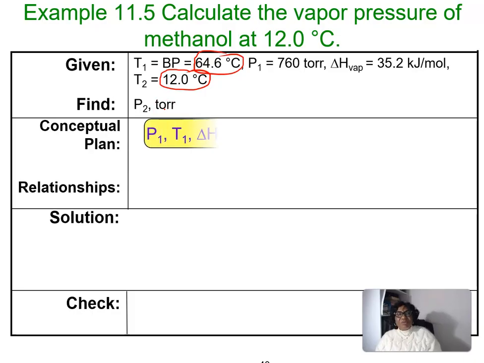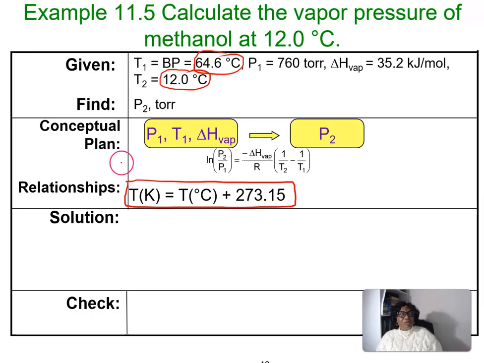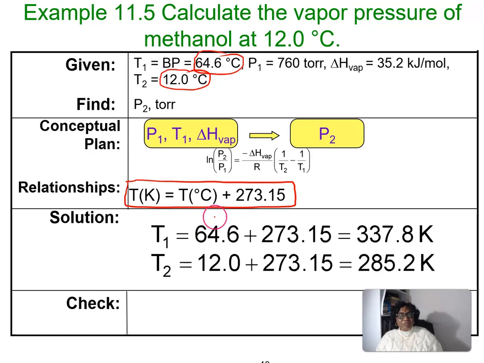So that's what we are going to do. We're going to convert the temperatures to Kelvin, and this is your equation to convert degrees Celsius to Kelvin. Don't forget. So that's our equation we are using. So we are converting our temperatures to Kelvin. So this is our T1 in Kelvin, and this is our T2 in Kelvin.